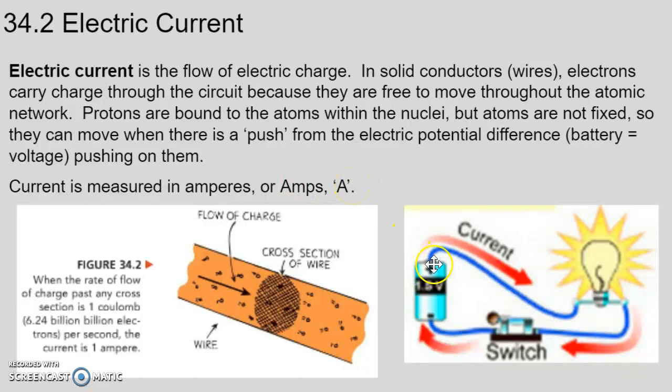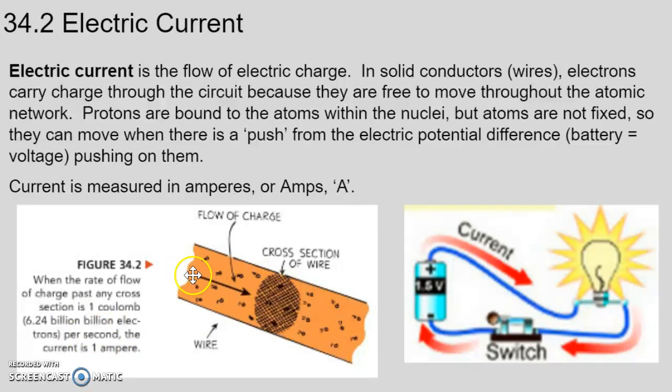So we can see it this way. In this picture here, we're seeing current that's electrons that are already in the wires themselves. They're flowing in this direction. We say from cathode to anode. Think of it this way. The flow of charge: the electrons are already in the wire itself, the conductor. So when the rate of flow of charge passing this section is 1 coulomb, which is 6.24 billion billion electrons per second, the current is 1 ampere.